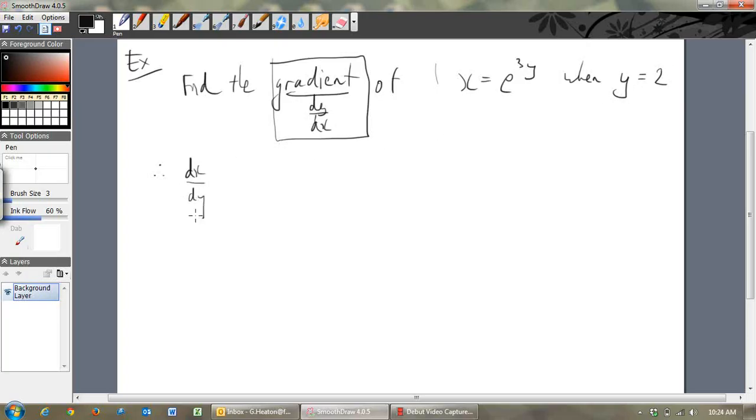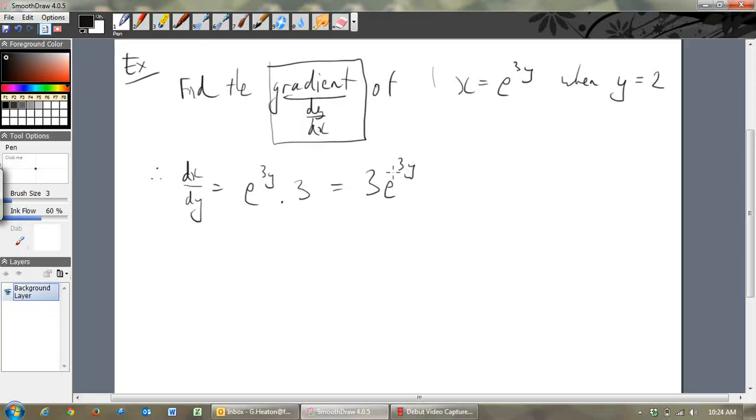So dx by dy, the derivative of this is the chain rule again. The chain rule says, take the derivative of the outside function, which is just e to the 3y. The 3y stays the same because it's the chain rule. You just leave the inside function the same, and then you multiply that by the derivative of the inside. The derivative with respect to y of 3y is just 3. So that answer is 3e^(3y).